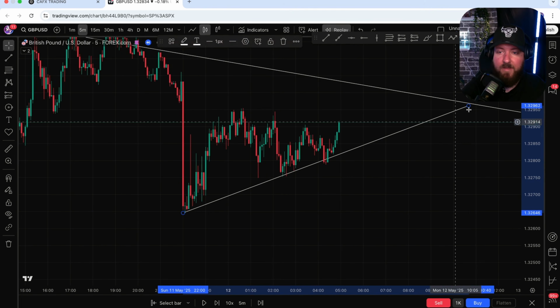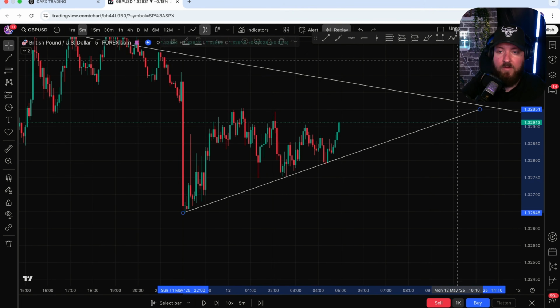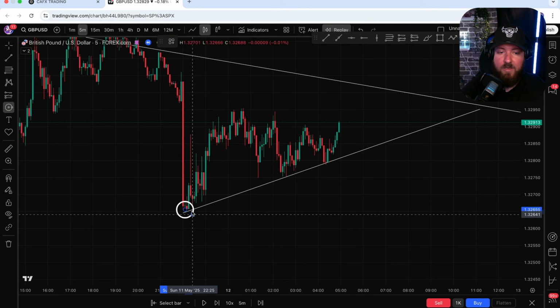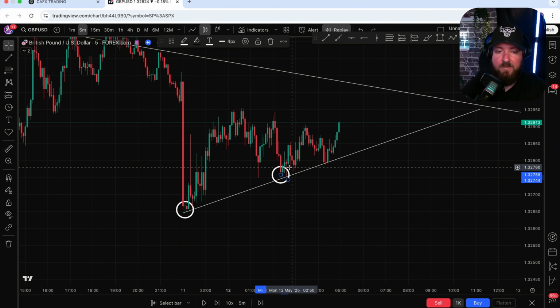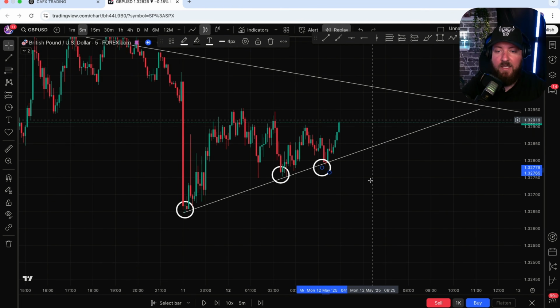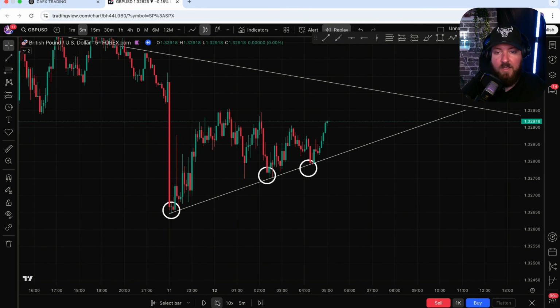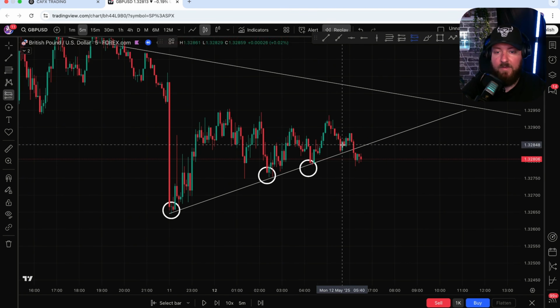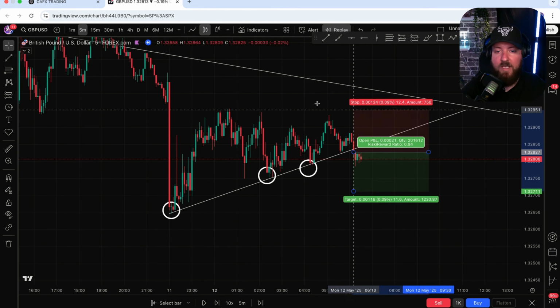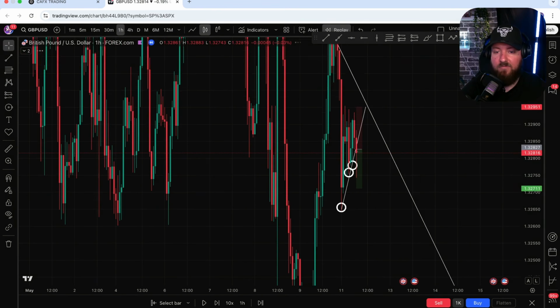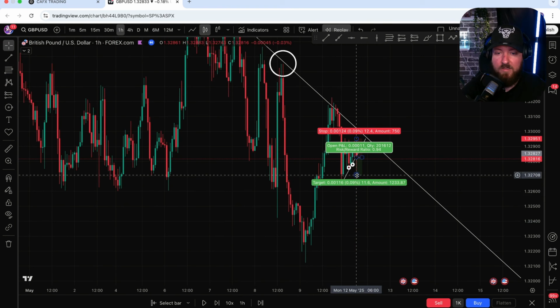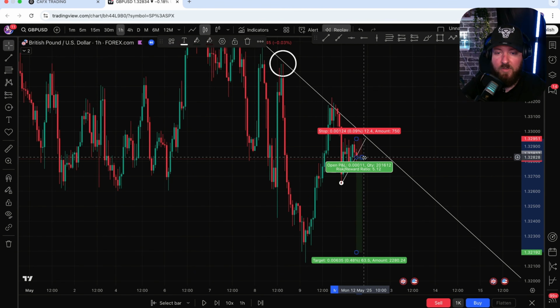Tighten him up a little bit. There we go. So we got nice touches there, and touches there. And when we break this trend line, boom, like that. Stop loss there. Go back to the 1 hour time frame and target the bottoms. Okay.